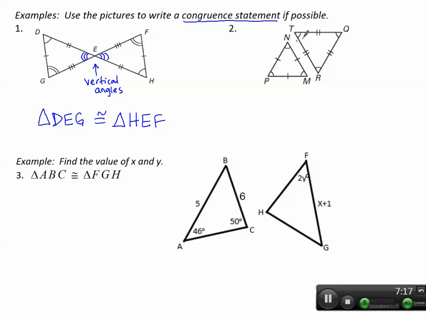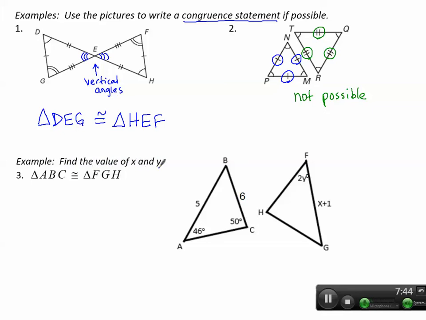How about in picture number 2? Well, notice that these 3 sides are congruent to each other, but in the other picture, I'm not using the same congruent marks. So I don't have congruent corresponding parts here. So in this picture, it is not possible to write a congruent statement. I don't really have enough information.